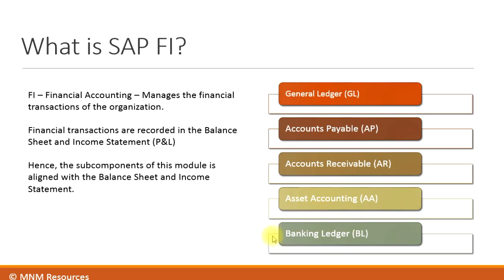And you have finally the banking ledger. This is where you create your banks, which you use for outgoing payments, incoming payments, outgoing checks, incoming checks, anything relevant to the banking transactions comes under the banking module. So these are the five components of the SAP FI module.